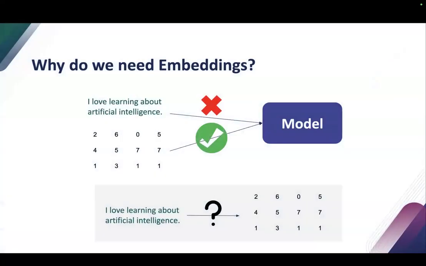Why do we want embeddings? We need embeddings because machines don't understand human language. So if you have a sentence like, I love learning about artificial intelligence, a machine or a model does not understand that. It does understand numbers. So we need to figure out a way to take language and translate it to numbers so that models can use language. So the question becomes, how do we do that?